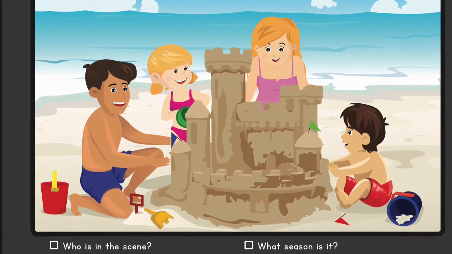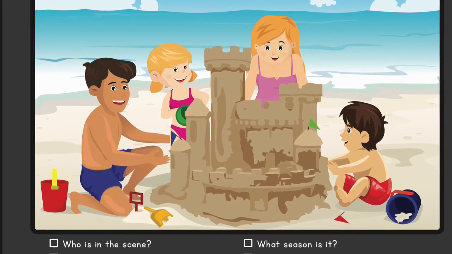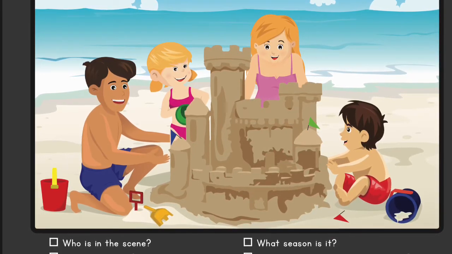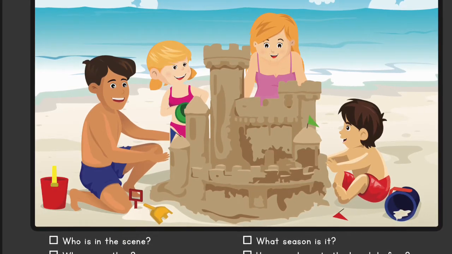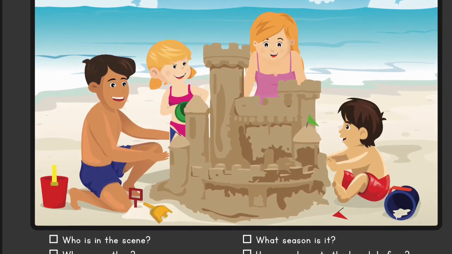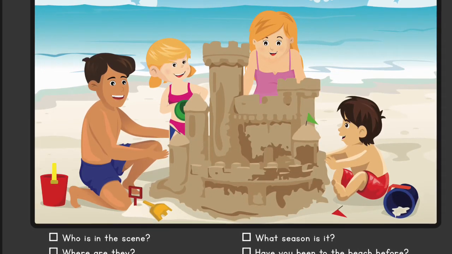The next question is, where are they? Again, I'm going to look in the picture for clues. I see sand, I see water. I'm going to guess that they are on the beach. So when I answer, where are they? I'm going to say the beach.